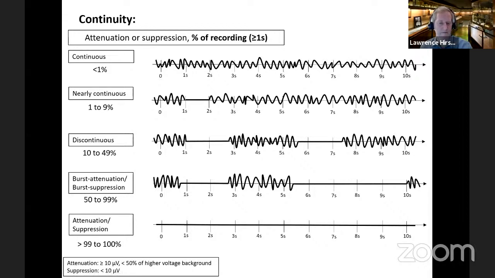When you're comparing voltage between 2 hemispheres, a reference is better. But for standardizing what a background voltage is, we did bipolar. That's basically because there's no single reference that you could pick that would be appropriate for that. Discontinuous means between 10 and 49% of the record is in this suppressed or attenuated state. And burst suppression means you're over 50%.